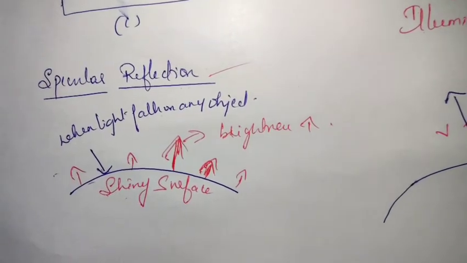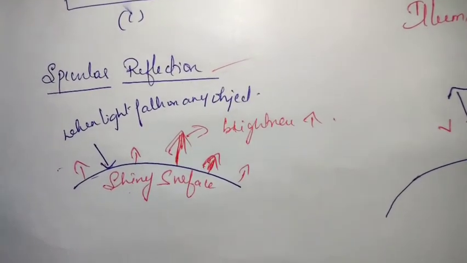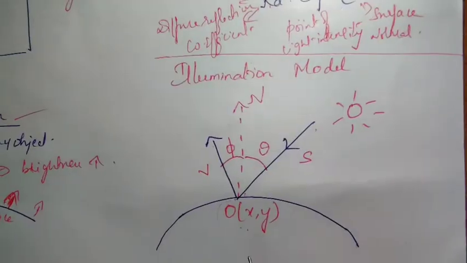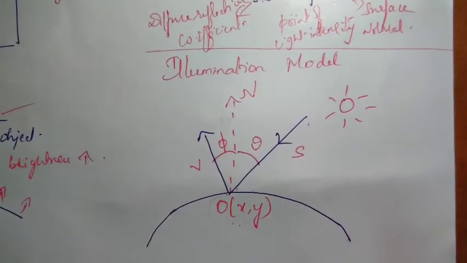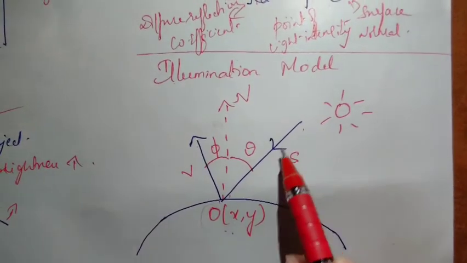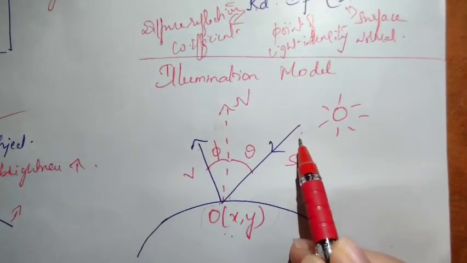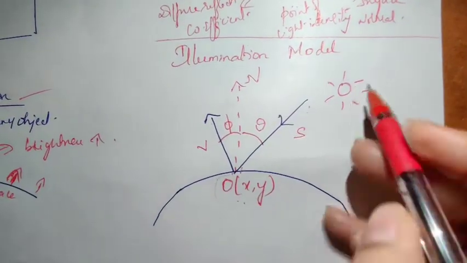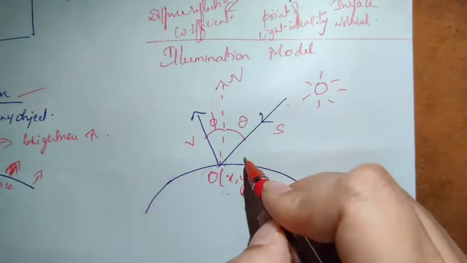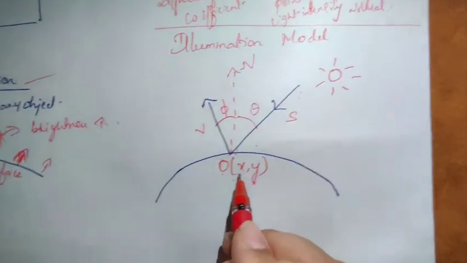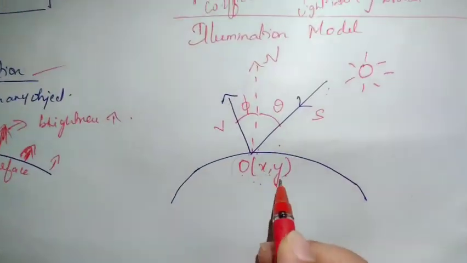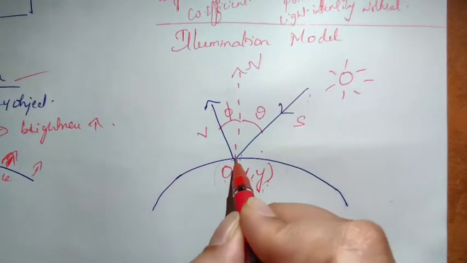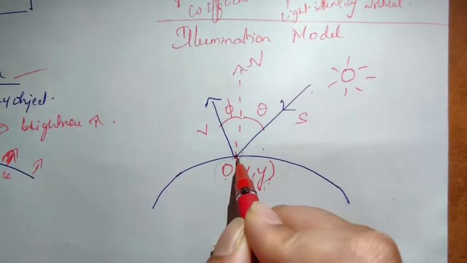Now I will explain the illumination model, the lighting model formula. When a light source falls on a particular object, this is your light source, and here O of x comma y is the point where we need to find the light intensity.